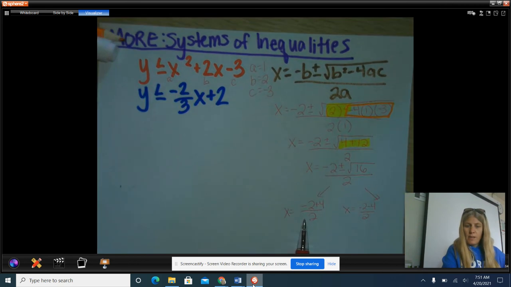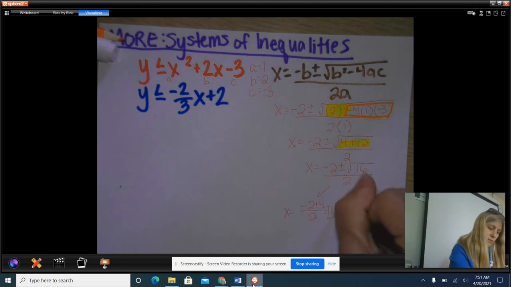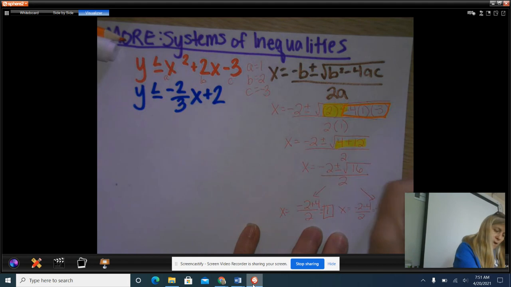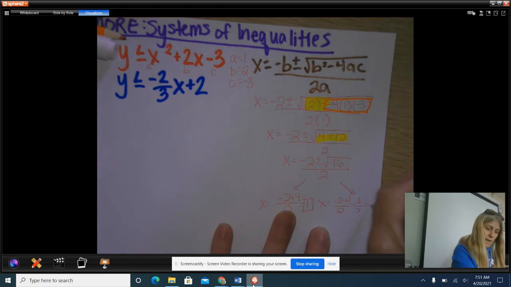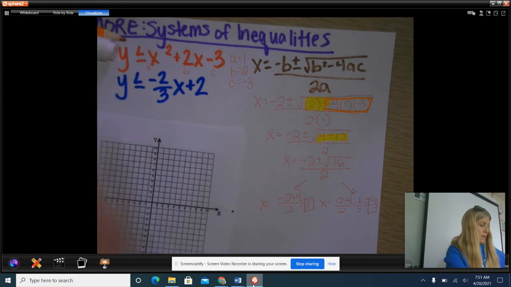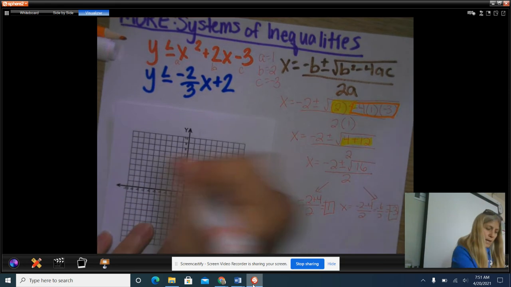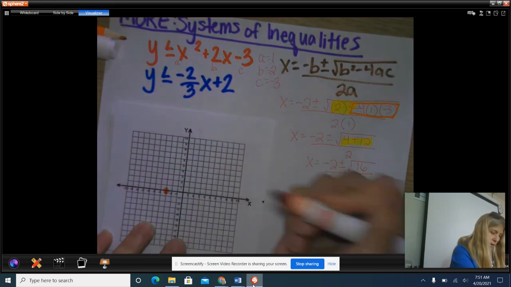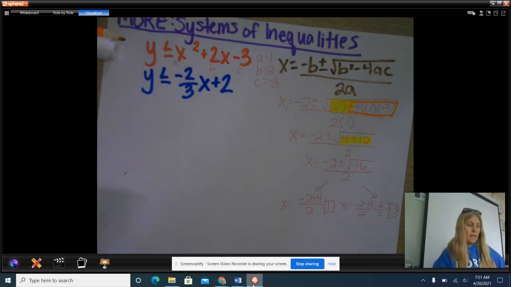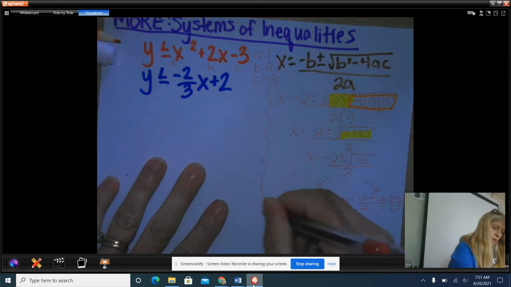-2 plus 4 is 2. 2 divided by 2 is 1, so that is our first root. -2 minus 4 is -6, and -6 divided by 2 is -3. So these are our roots, our first points from our parabola. We have one at -3 and our second at +1. Okay? So this technique is using the quadratic formula in order to find your roots.